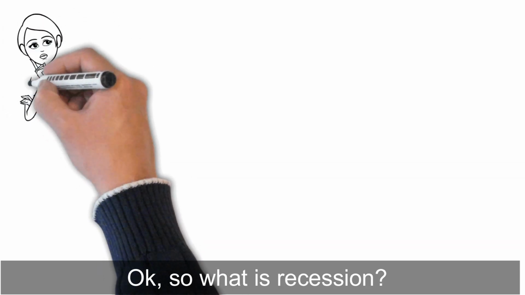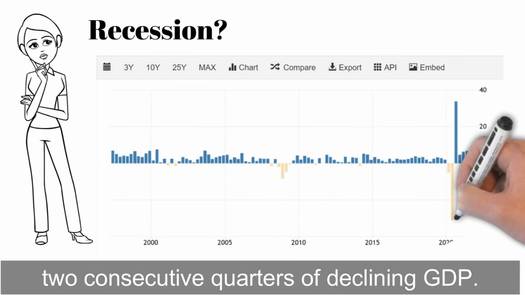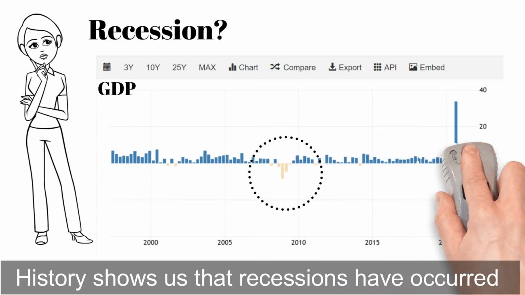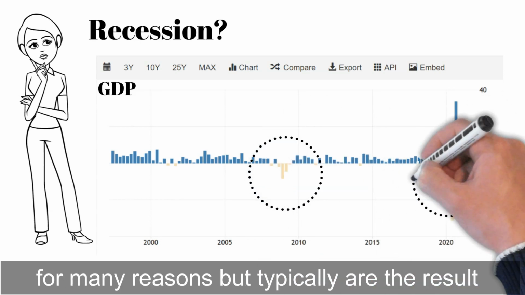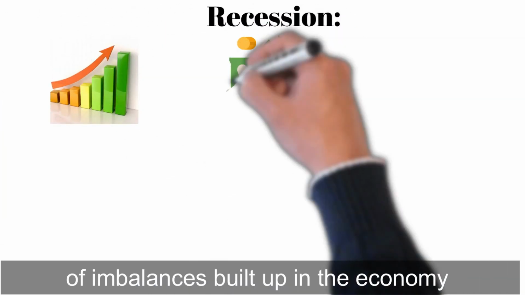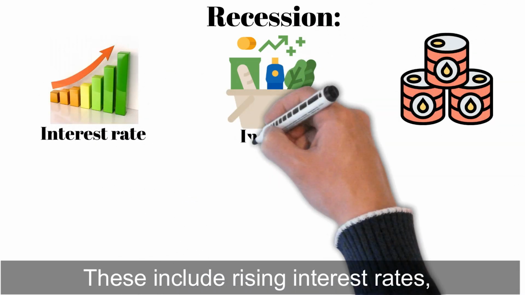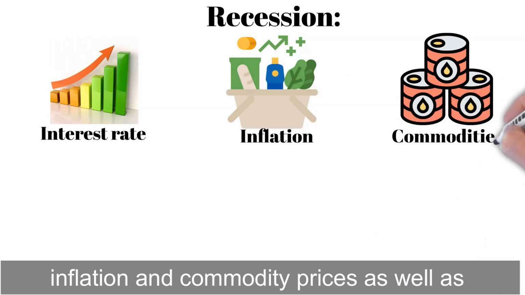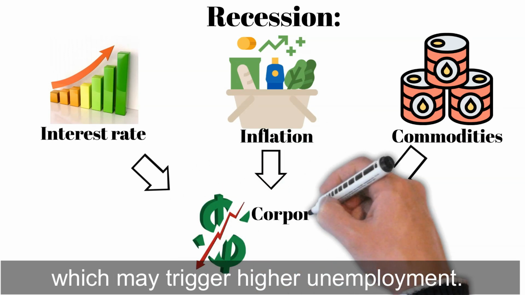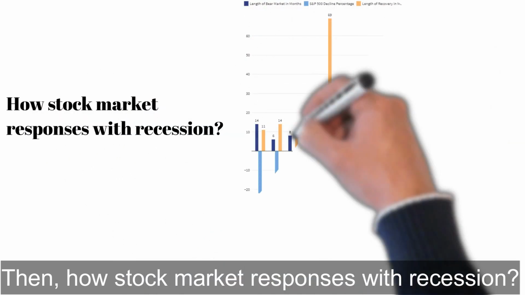Okay, so what is a recession? The most popular and the easiest to understand definition is 2 consecutive quarters of declining GDP. History shows us that recessions have occurred for many reasons, but typically are the result of imbalances built up in the economy that need to be corrected. These include rising interest rates, inflation, and commodity prices, as well as anything that hurts corporate profits, which may trigger higher unemployment. Then, how does the stock market respond to recession?